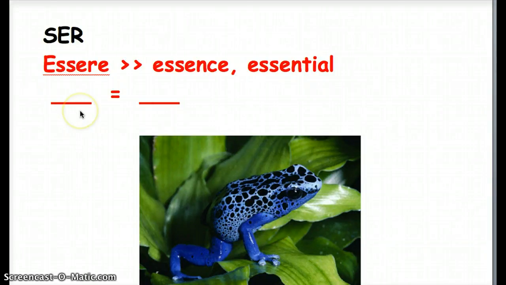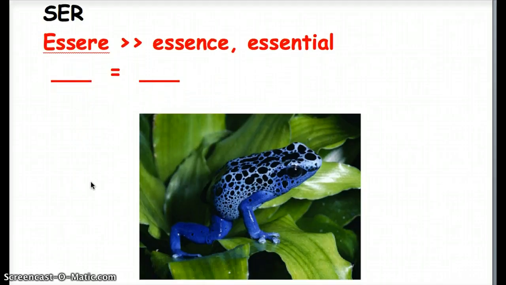Another thing that is helpful when remembering whether to choose ser or estar is to think of this equal sign. If you can put an equal sign between amphibian and blue poison dart frog, you know that you should use ser. If one thing is another.